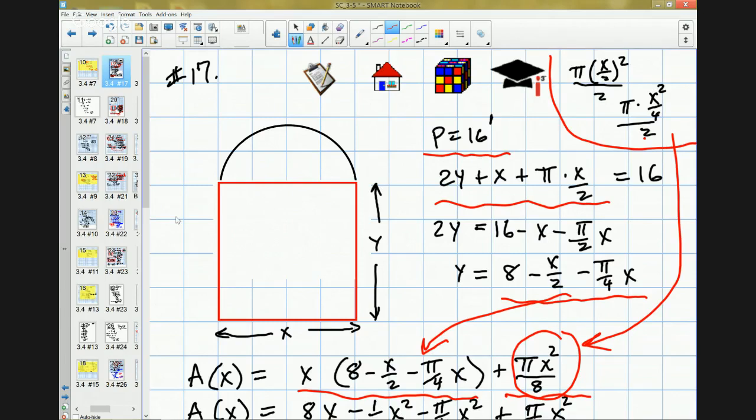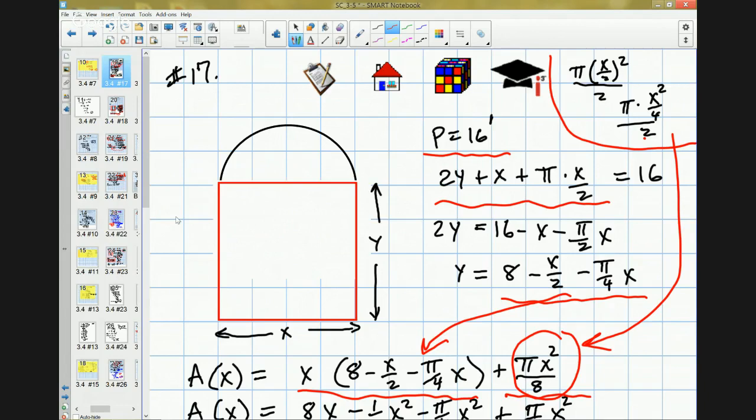It says a Norman window is constructed by putting a semicircle on top of an ordinary rectangular window. So you see I have the red rectangular window with the black circular part, you know, nice attractive window. They're also incredibly expensive. But anyway, that's a Norman window. Find the dimensions of a Norman window of maximum area if the total perimeter is only 16 feet.